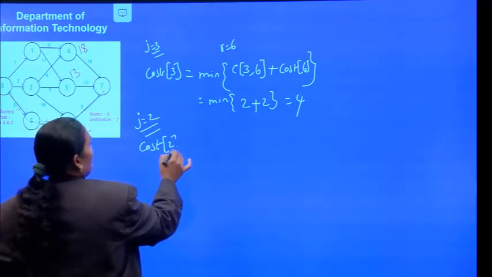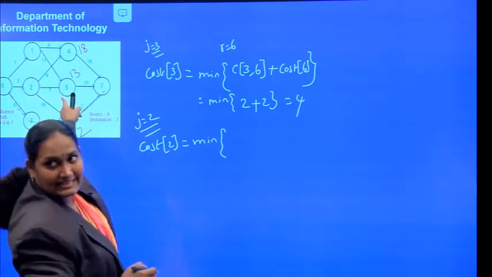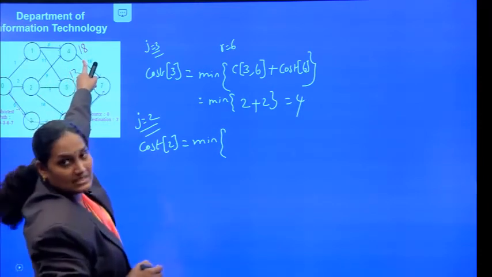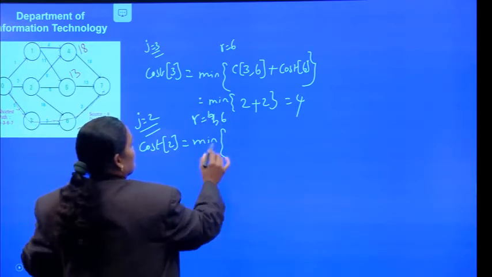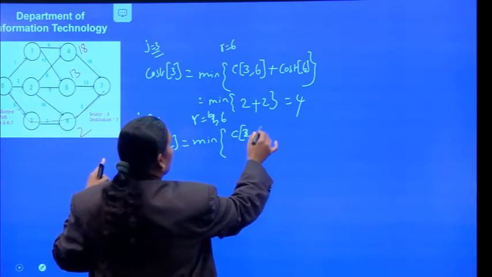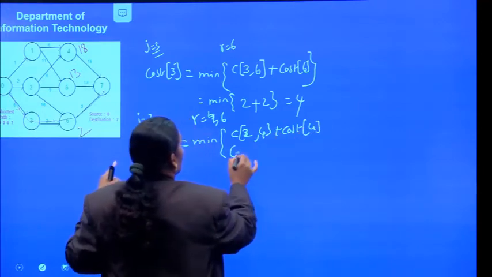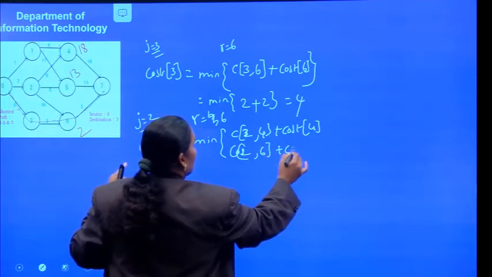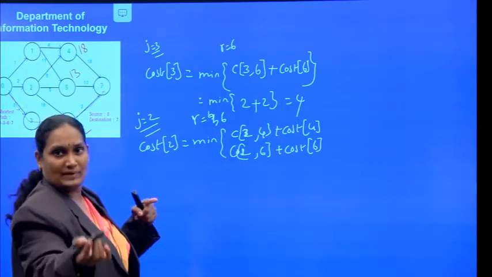Now, I am going to take j is equal to 2. What is cost of 2? Cost of 2 is equal to minimum of. Let us see, here 2 is connected to 2 vertices in the next stage. One vertex is 6 and the other vertex is 4. So here R values become 4 comma 6. Now I am going to take R as 4 first. So C of 2 comma 4 plus cost of 4, and C of 2 comma 6 plus cost of 6. Out of these two values, whichever becomes minimum is to be considered.